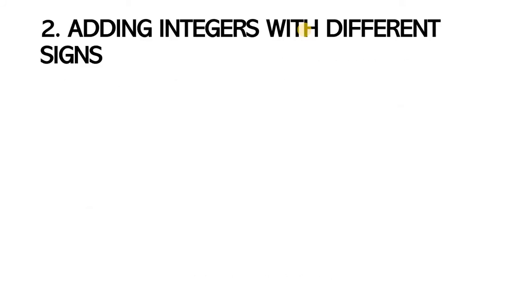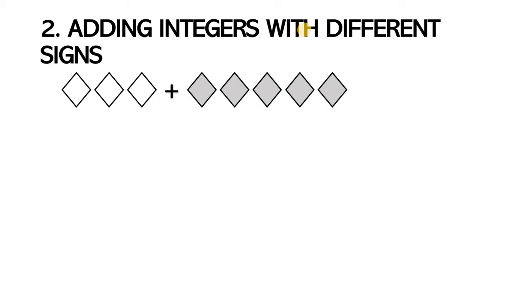Let's proceed to adding integers with different signs. Okay, magkaiba naman yung sign. First off, we have 3 or positive 3 plus negative 5. Okay? So, using this, again, the diamonds, this illustration, what we do is we subtract the numbers.